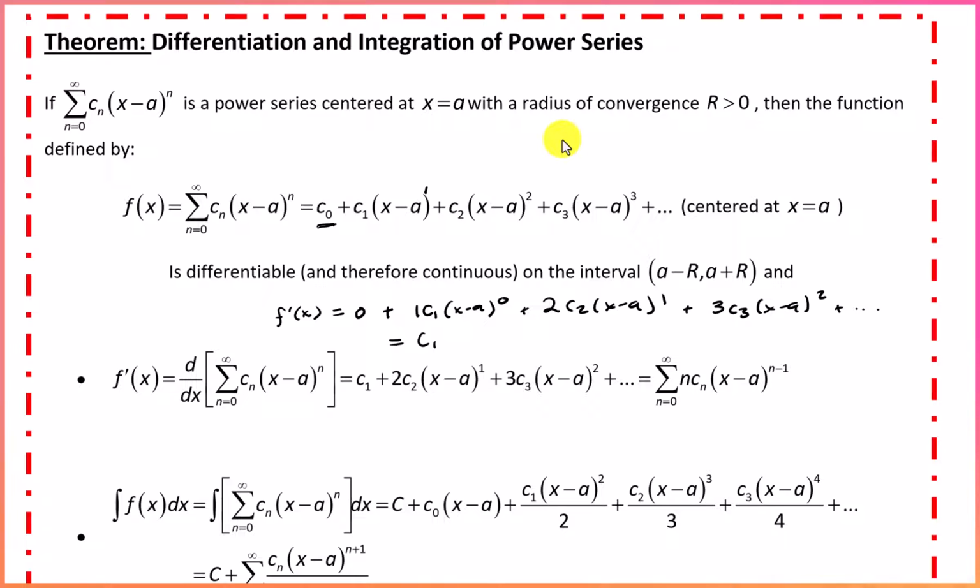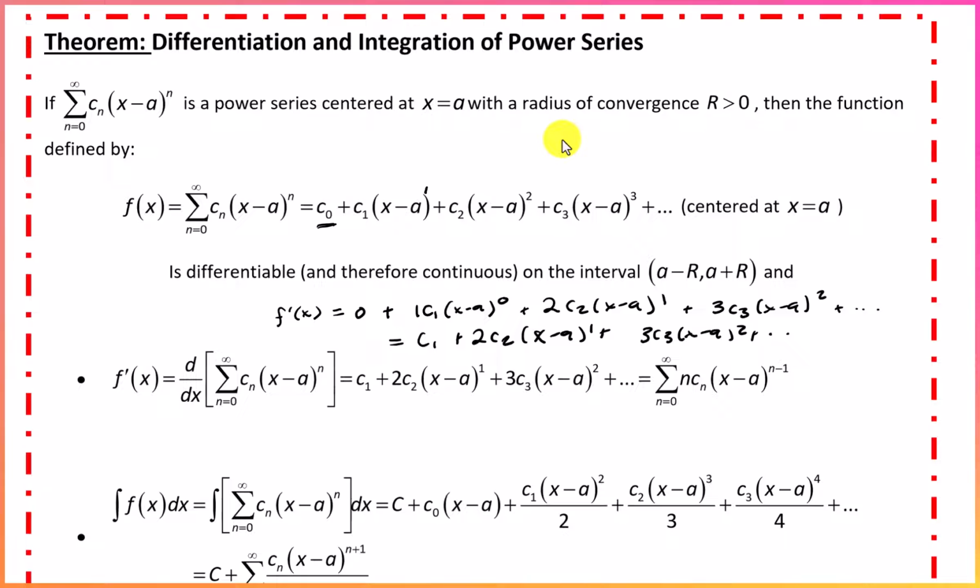Technically, there's a chain rule. We would be multiplying by the derivative of the inside, x minus a, through the chain rule. But that would just be multiplying by 1. So we get c1 plus 2c2 times x minus a to the first, 3c3 times x minus a squared, and so on and so forth.